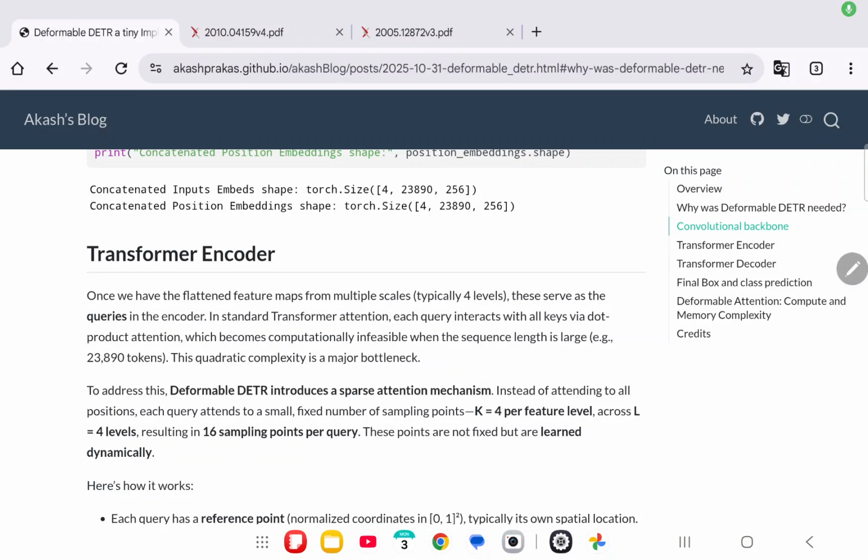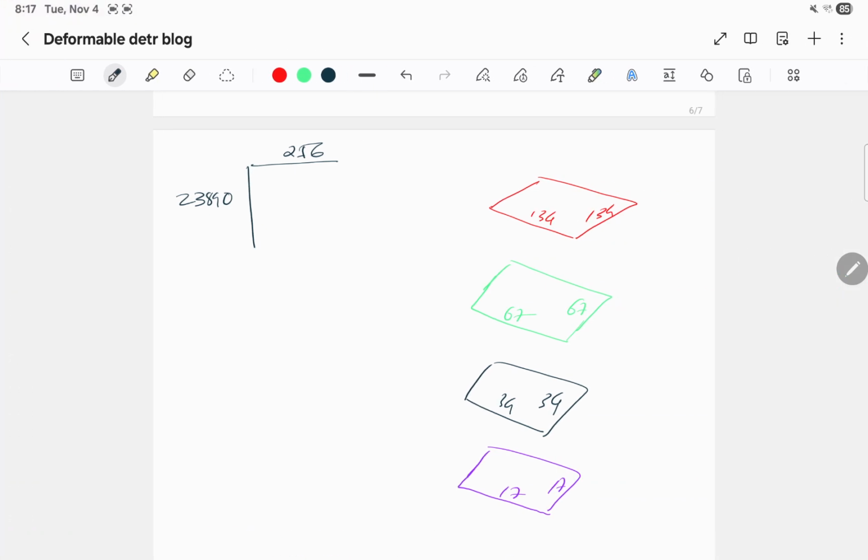Now we have our flattened feature map that is giving us this as the number of inputs, the number of query vectors, and this will be the corresponding positional memory. Suppose this was the original data. What will happen is this is our input to the hidden layer.